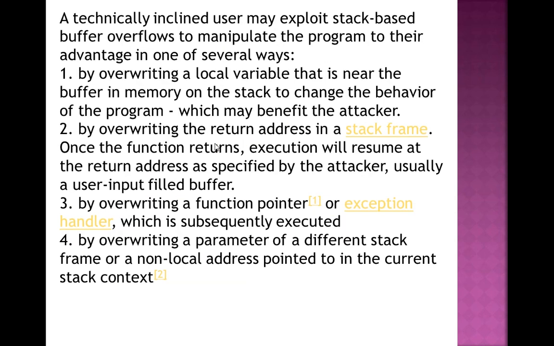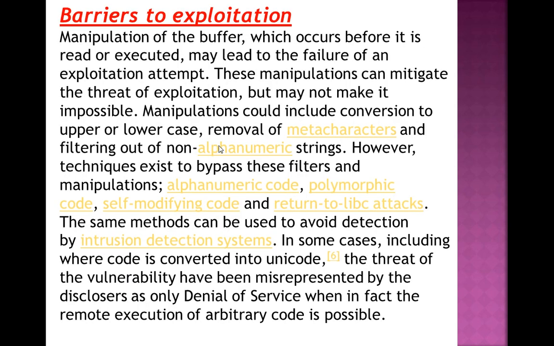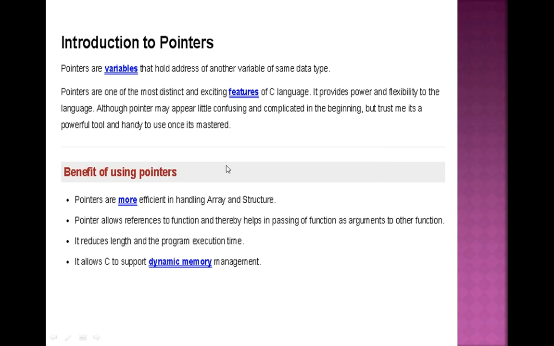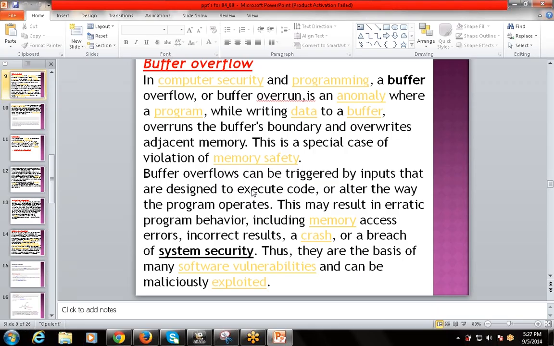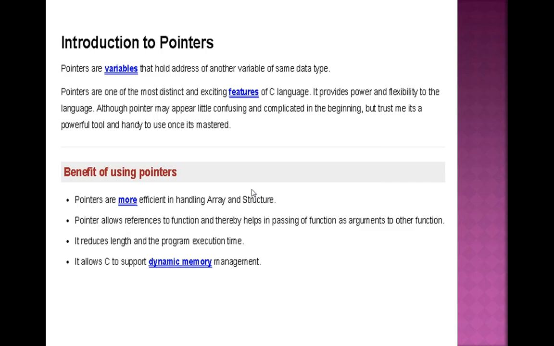So there are two types of exploitation. One is stack-based, another one is heap-based. Then what are the barriers to exploitation? What are the methods we have studied for exploitation? Then we have also discussed the topic of pointers. A pointer is a variable that stores the address of another variable. Then we have also studied what are the benefits of using pointers.